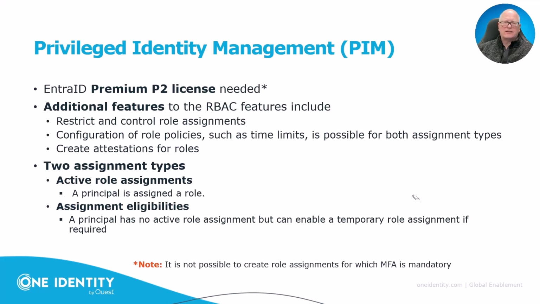So we have two assignment types here for that PIM stuff available. There are active role assignments. That means a principal is just assigned a role. And we have these assignments of eligibilities. In this case, a principal has no active role assignment available, but can enable a temporary role assignment if required.